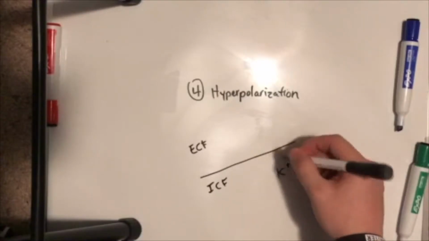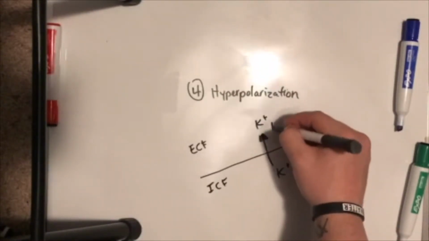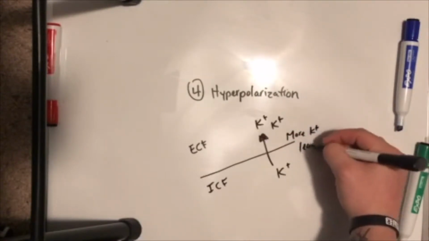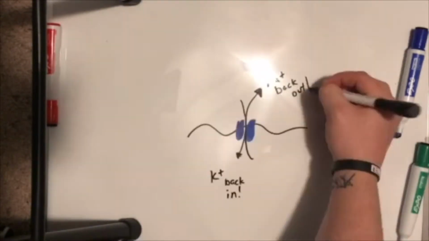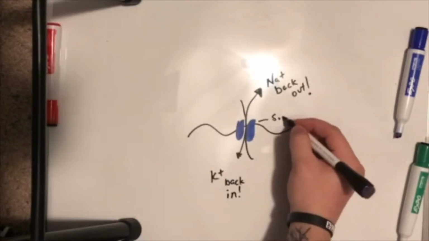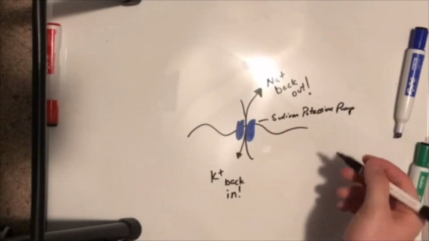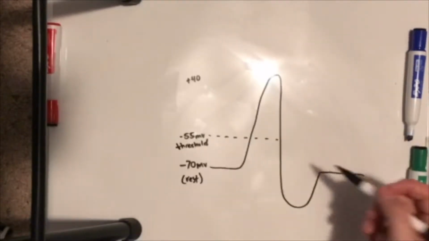Step 4 is hyperpolarization. During this step, even more potassium leaves the cell, bringing the charge even lower than the original resting state of minus 70 millivolts. And for the final step to bring everything back to normal, the sodium-potassium pump begins pumping potassium back into the cell and sodium back out.